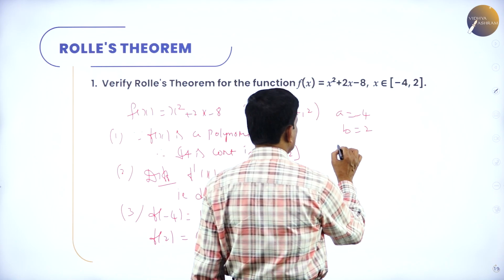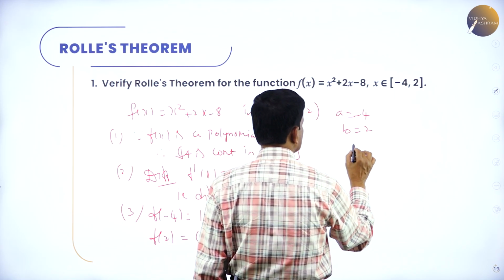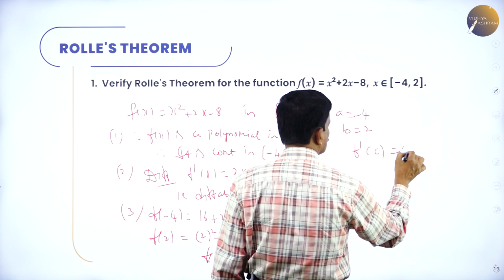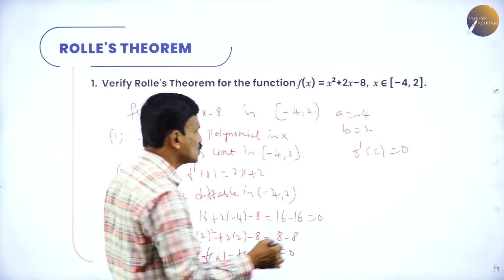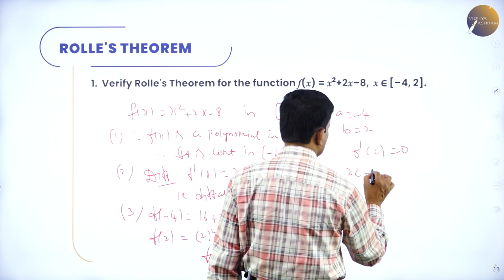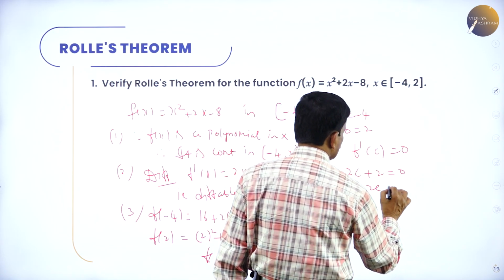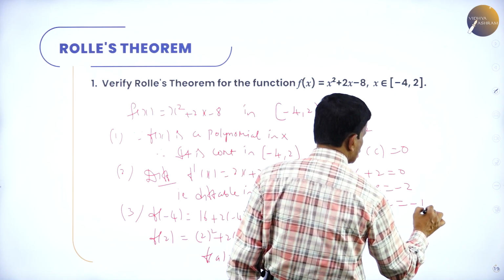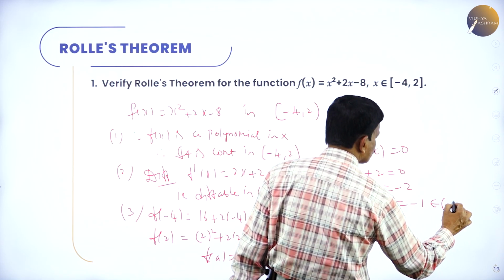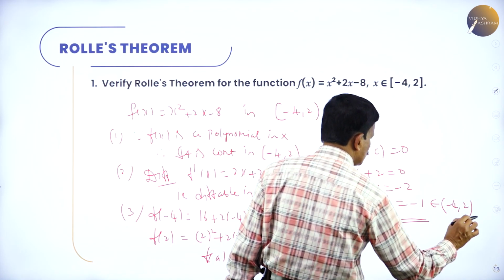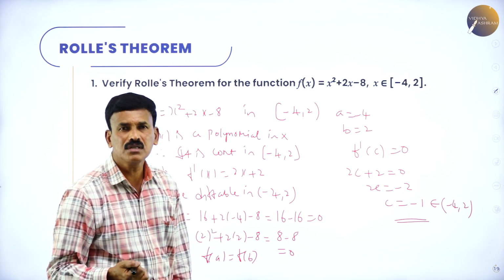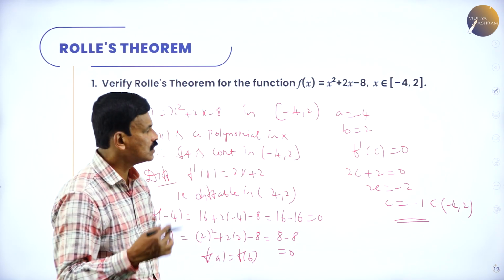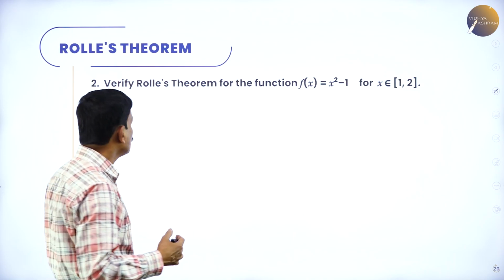Hence there exists c belongs to a comma b such that f dash of c is equal to 0. What is f dash of x? 2x plus 2. f dash of c is 2c plus 2. 2c plus 2 is equal to 0. 2c is equal to minus 2. c is equal to minus 1, which belongs to minus 4 comma 2. That's it. So this is how we verify Rolle's theorem. Now move on to one more problem.